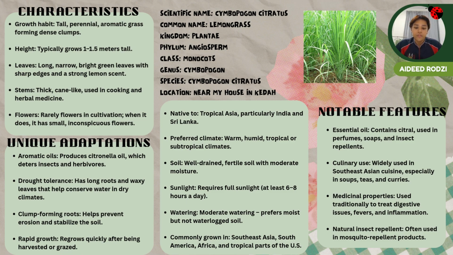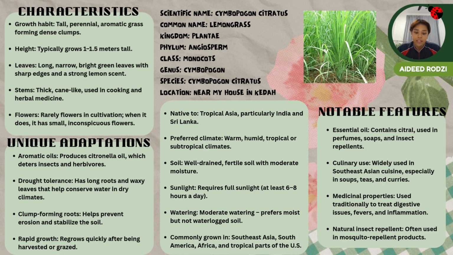This plant is native to tropical Asia, particularly India and Sri Lanka. Preferred climate of this plant is warm, humid, tropical or subtropical climates. Soil must be well drained, fertile soil with moderate moisture. It requires full sunlight at least 6 to 8 hours a day.